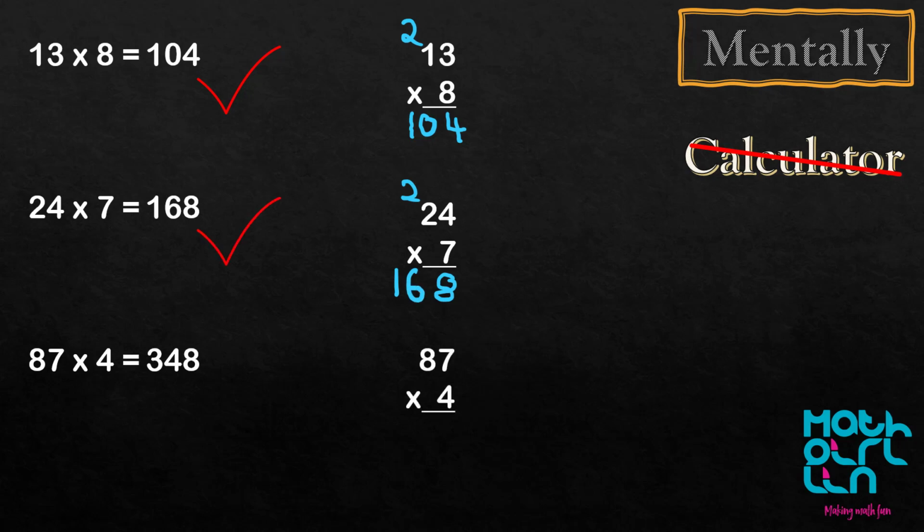Finally, 87 times 4. 4 times 7 is 28. 8 and 2 carry forward. 4 times 8 is 32. Plus the 2 equals 34. I got them all correct. I will show you how to multiply any two-digit number with any single digit in seconds.